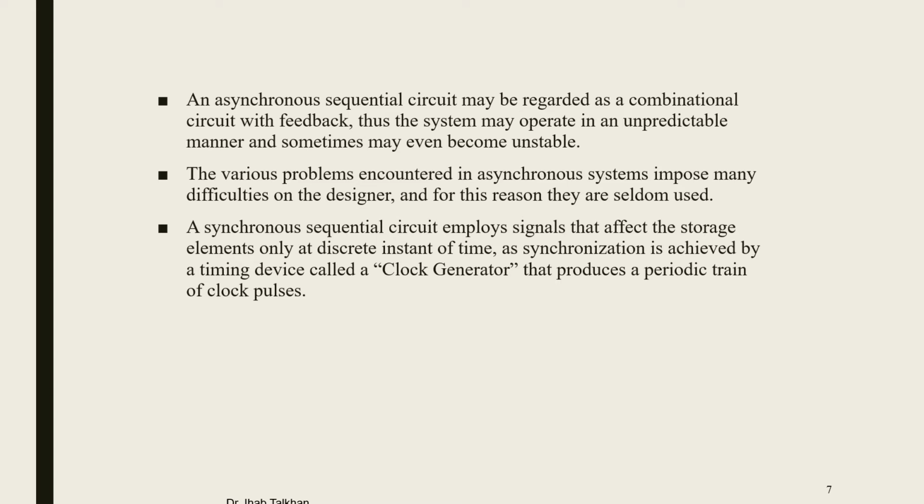A synchronous sequential circuit employs signals that affect the storage element only at discrete instants of time, as synchronization is achieved by a timing device called a clock generator. So as I mentioned, the clock is a square wave, which goes from 0 to 1 to 0 to 1 to 0, producing a periodic train of clock pulses. A square wave means 0 goes to 1, 1 goes to 0, and this is what will control your storage element. So asynchronous is not used a lot, but synchronous is used a lot because of the reasons mentioned in this slide.